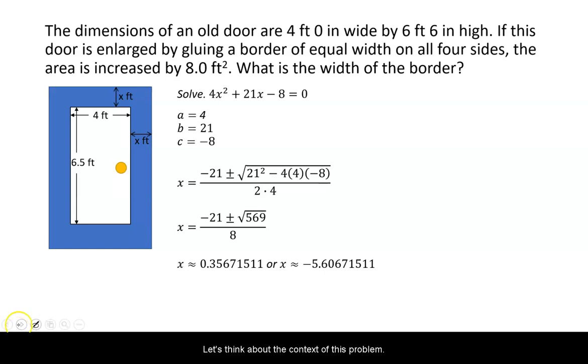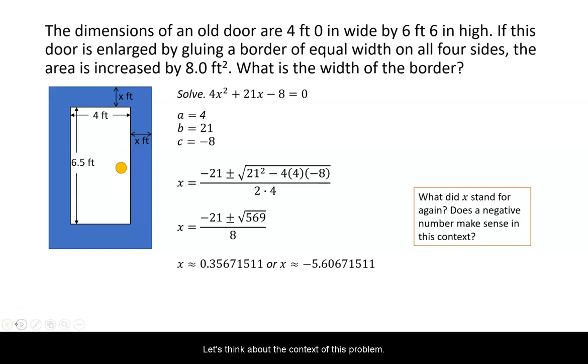But let's think about the context of this problem. What did the x stand for? Does a negative number make sense in this context? Well, x stood for the width of the border that we glued onto this door. So no, a negative number does not make sense in this context. We can throw that negative answer away. So our final answer is this first one.